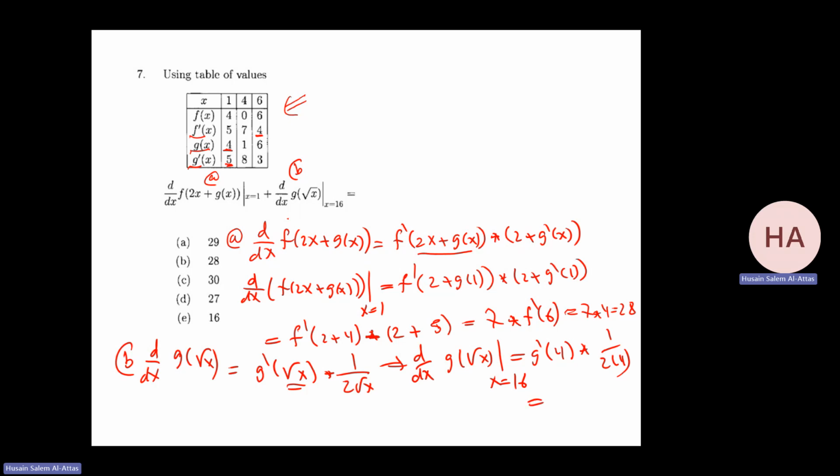What is g prime at 4? G prime at 4, that will be 8. So it will be 8 times 1 over 8, which is 1. So this is 28 plus 1, which is 29. So that is the answer.